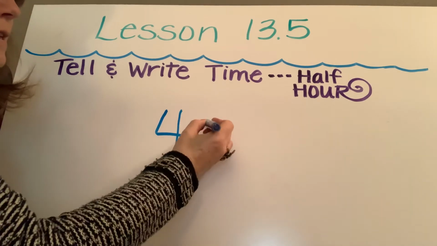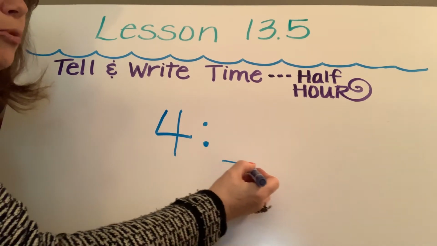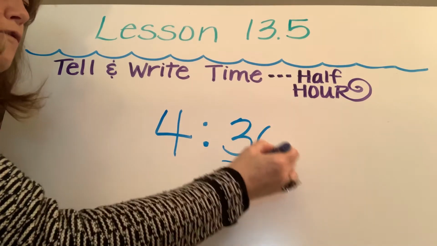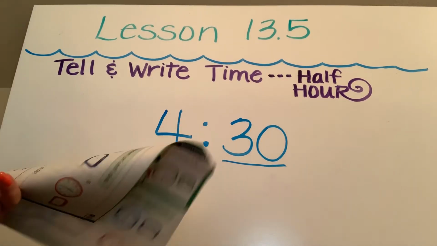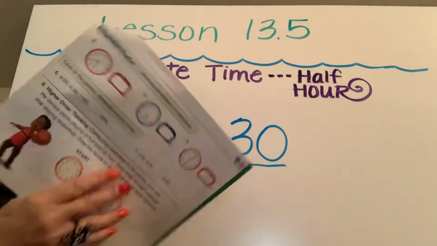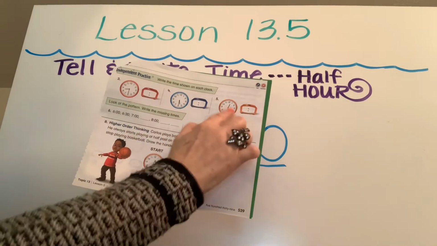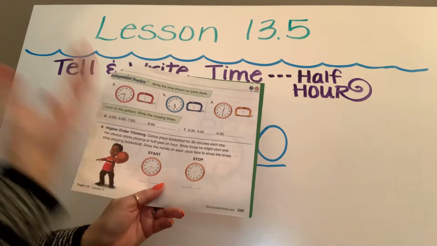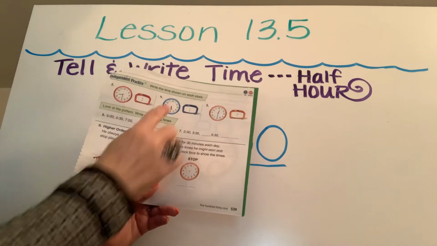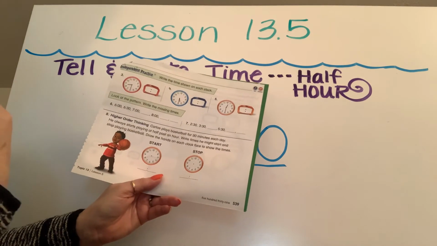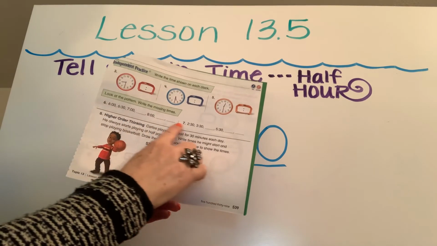Now remember, we also have to write 4:30. 4... Now you're going to write the minutes. Good job, Jersey girl. 4:30. Okay. Now let's look at the next page. You're going to do the same thing. 8:30. 5:30. 12:30. And then I'd like you to put these in order.